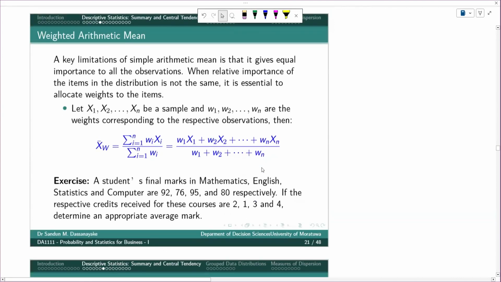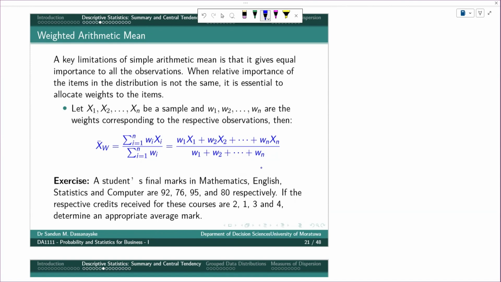Then we have weighted arithmetic mean. Weighted arithmetic mean is something where you associate a particular observation with a weight. You have an observation x1, x2, x3, all the way up to xn, like the height, but now you associate each with a weight. It can be the number of students, or it can be a weight that you come up with.